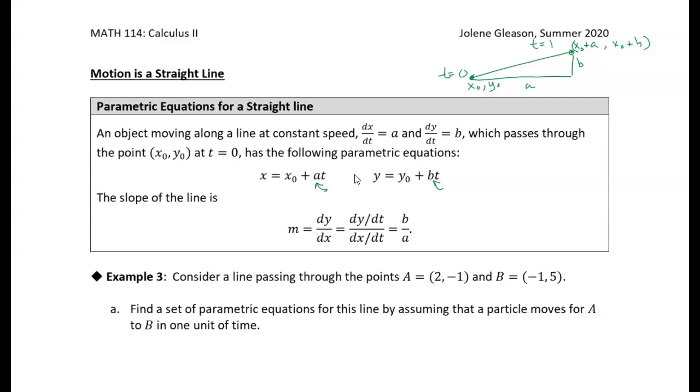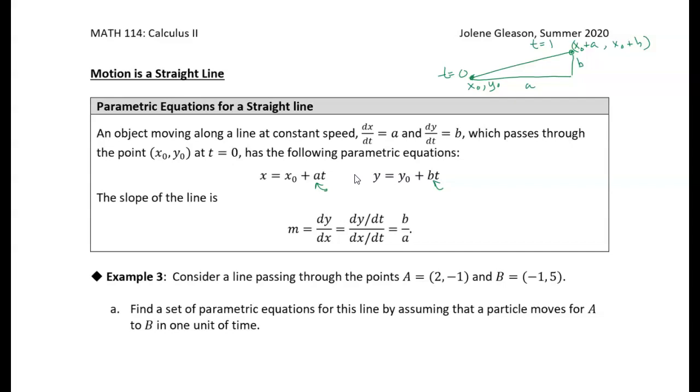Okay, and the slope of the line, dy dx, is essentially dy dt over dx dt. You can see how these dt's, these infinitesimal changes in time, cancel out effectively, and so the slope of the line will be b over a. Okay, so the velocity in the y direction over the velocity in the x direction.